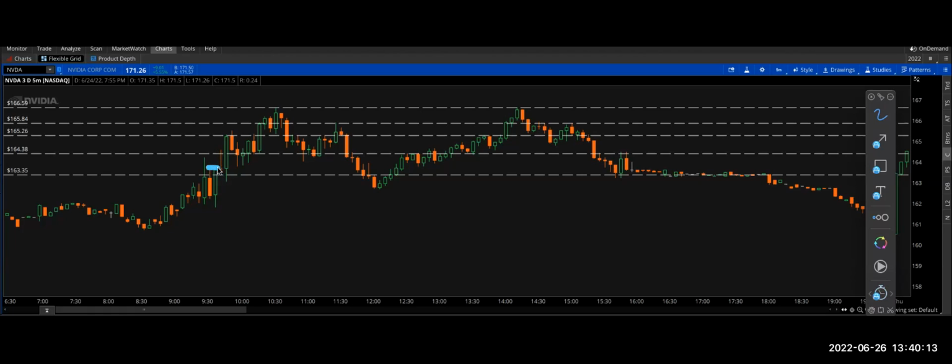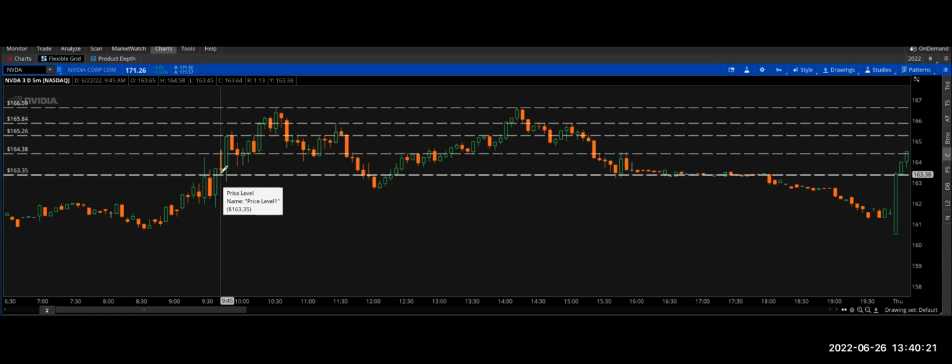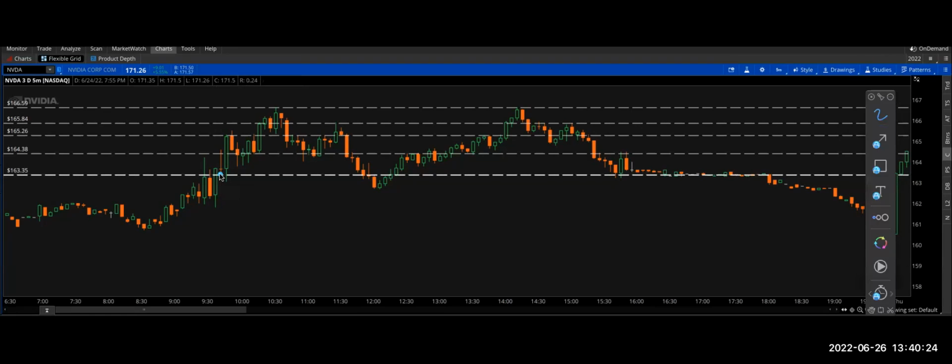An entry point for me would be right here. And what was this? This is probably like 9:45 or so. Let me get rid of this and let's see what that time was. Yeah, see, 9:45. Right. So from that particular point, that would have been my entry point. Right here, I would have taken a 163.50 or a 164 call. And then from here, that would have been my trade, watching what happens. I would have mapped everything out right here.